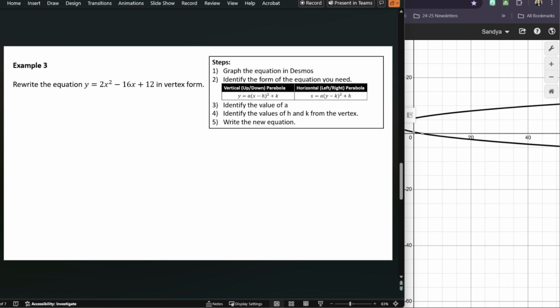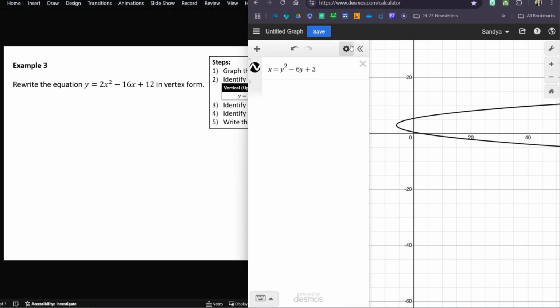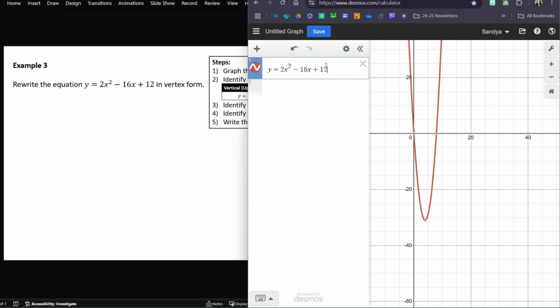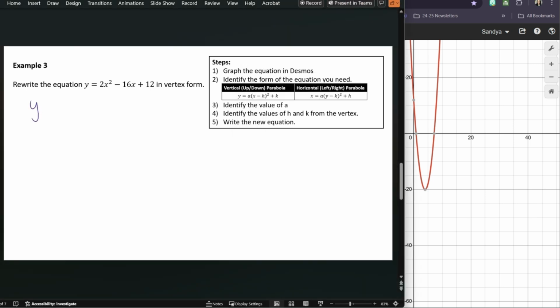Now let's try this one. We have y equals 2x squared minus 16x plus 12. Let's rewrite that in vertex form. I'm going to start off by going to Desmos and typing in y equals 2x squared minus 16x plus 12. And you can see this is a vertical parabola. So I'm going to use y equals a times (x minus h) squared plus k.